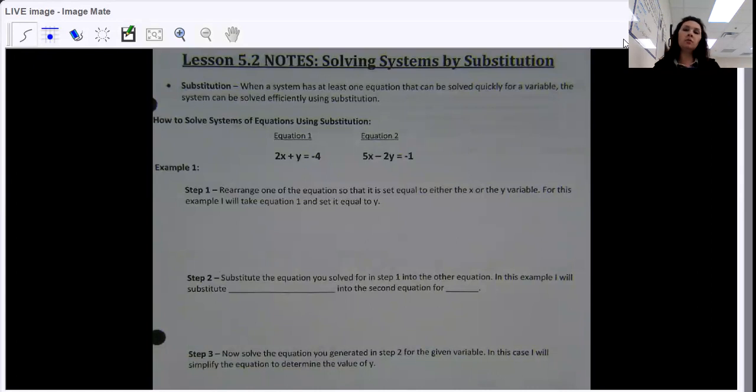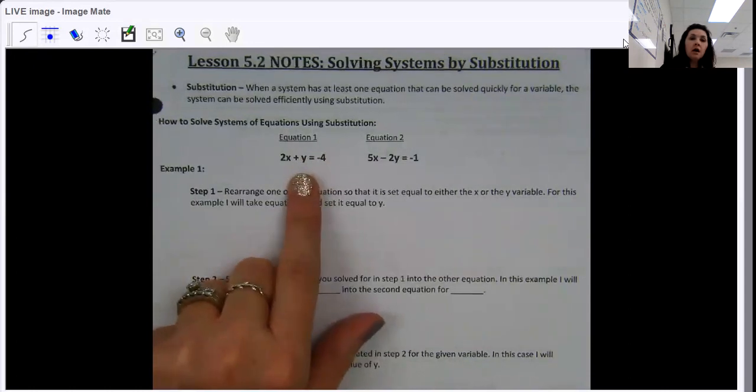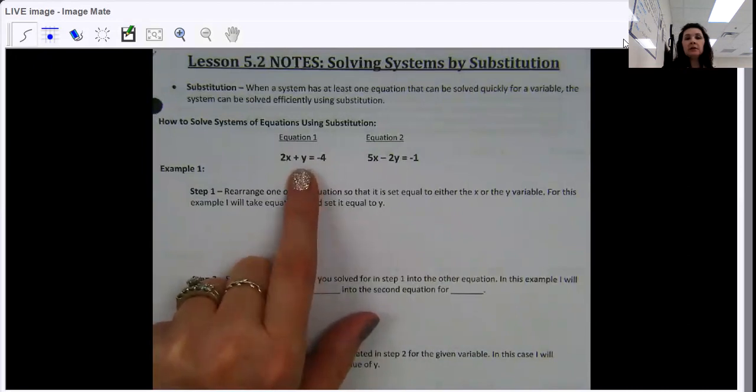then we look at the equation, and if we can easily solve one of the equations for a variable, we will use this method of substitution. And what I mean by that is if you look at equation number 1 right here in our first example, this y is isolated. It has no coefficient in front of it, and we can easily manipulate this equation into slope-intercept form so that we can use this method of substitution.